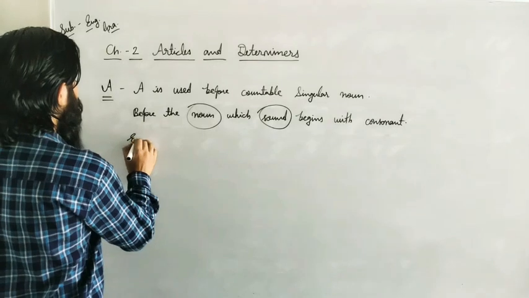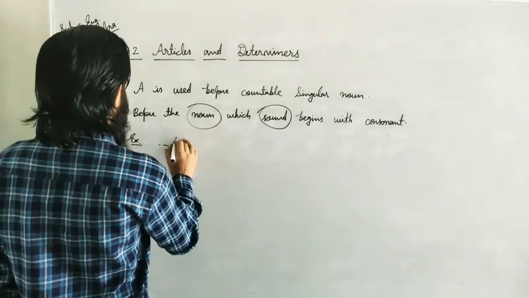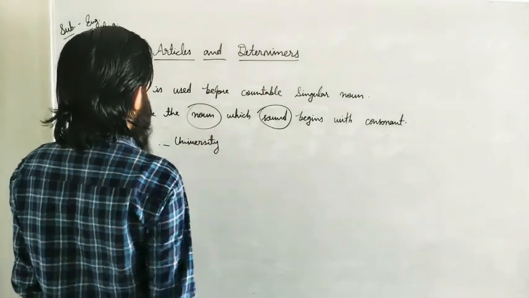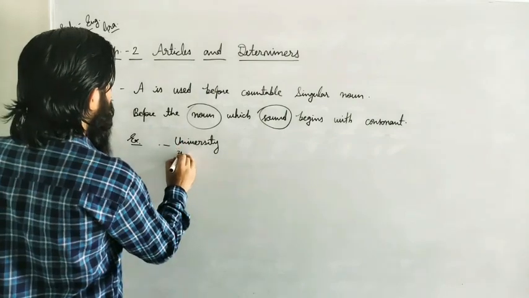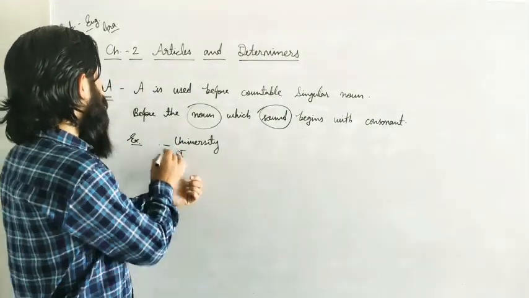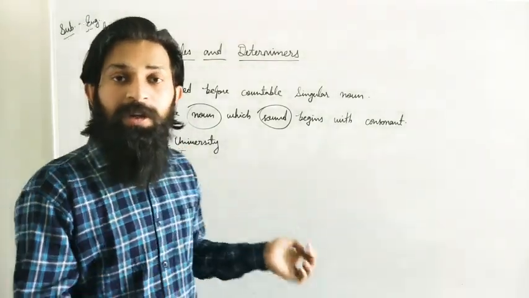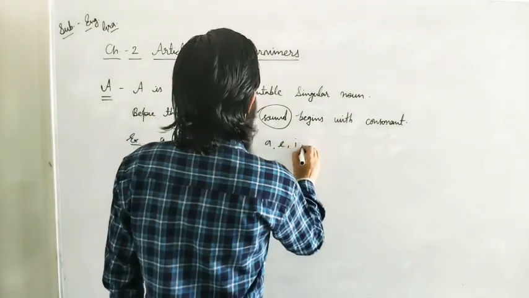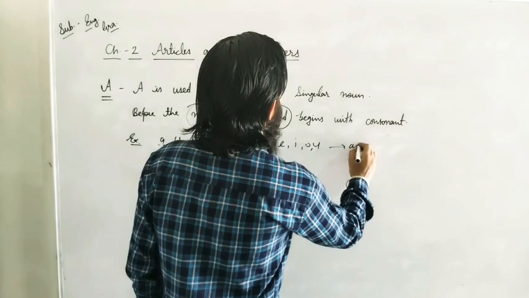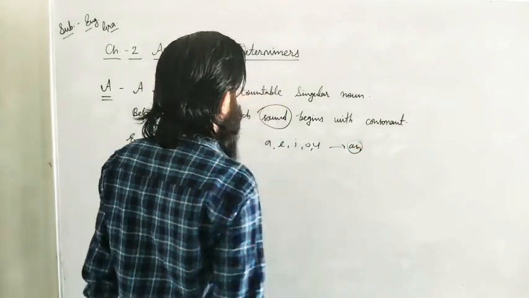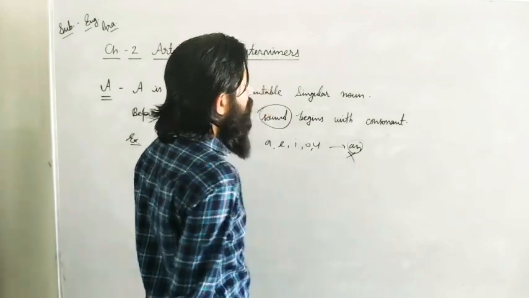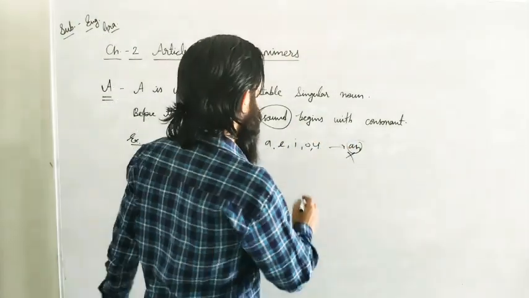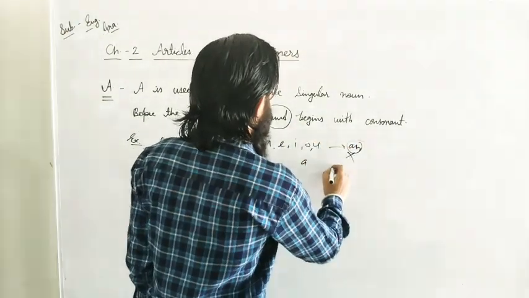Like, university. If we talk about sound, then in university the sound here is a consonant, so you have to place a. According to the rule you studied in the lower classes, if any word begins with a, e, i, o, u, then you have to use an as the article. But dear student, it is not a correct rule. You have to mention the sound of the noun. If the sound begins with a consonant, then you have to use a. If the sound begins with a vowel, then you have to use an.